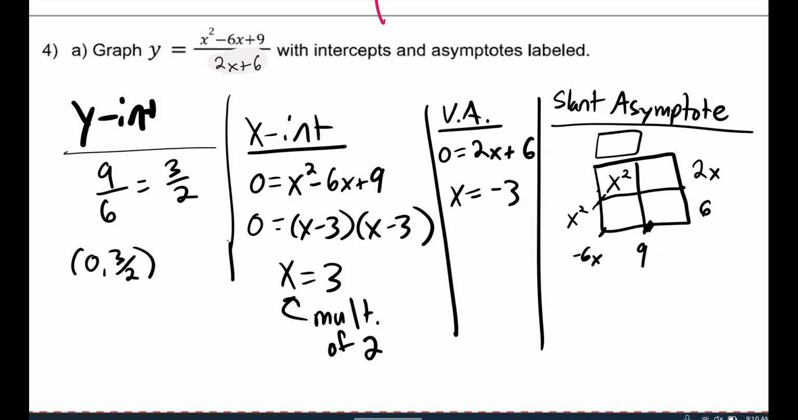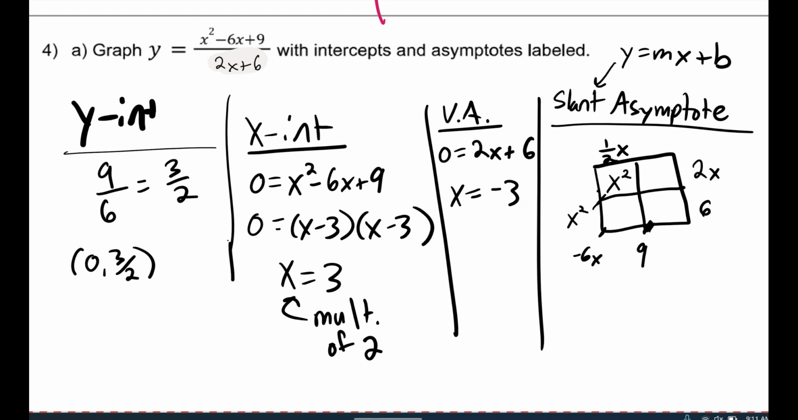And to get what goes in the margin here as the first part of my quotient, I'd ask myself, what do I multiply 2x by to get x squared? Well, I would need the coefficient to be 1, so I would have to have 1 half. And to get an x squared, it would have to be x, so 1 half x or x over 2. The reason I'm writing it as 1 half x is because I recognize that my slant asymptote should be a line. So I'm going to try to get it in that slope-intercept form, just to make it easier to plot.